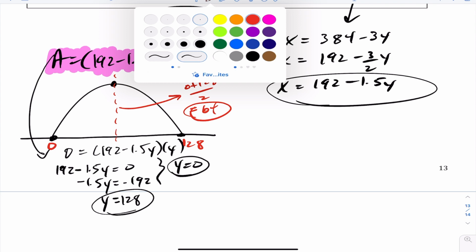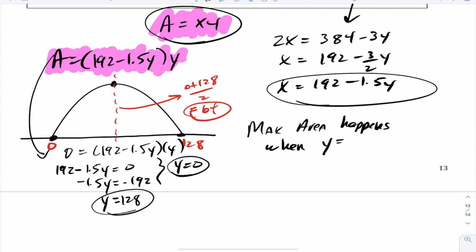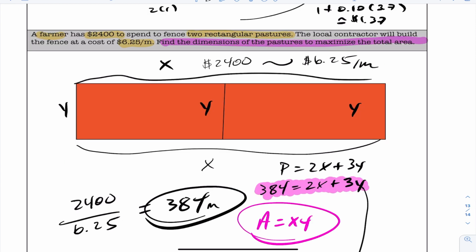So therefore, our maximum area happens, let's write this down, the max area occurs when y equals 64. But if y equals 64, I can sub it into here and solve for x. What does x equal? x is going to equal 192 minus 1.5 times 64. So x is going to equal 96.